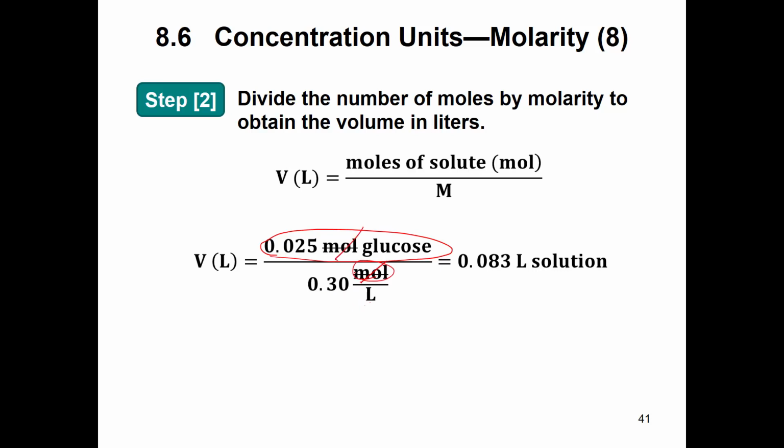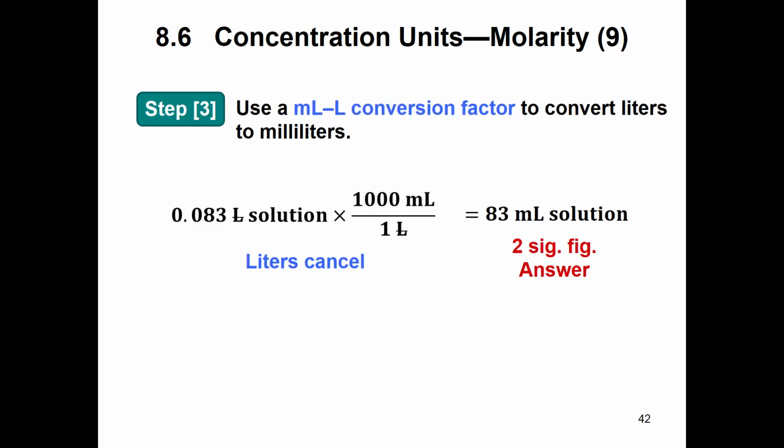Something to remember: if you're dividing by something that's under the division sign, it actually becomes something on the top. That's just a math thing. So you end up with 0.083 liters of solution. If you want to know milliliters, then you just take your 0.083 liters of solution times 1,000 milliliters per liter, so that liters cancel, and make sure you go the right way. That gives you 83 milliliters of solution.